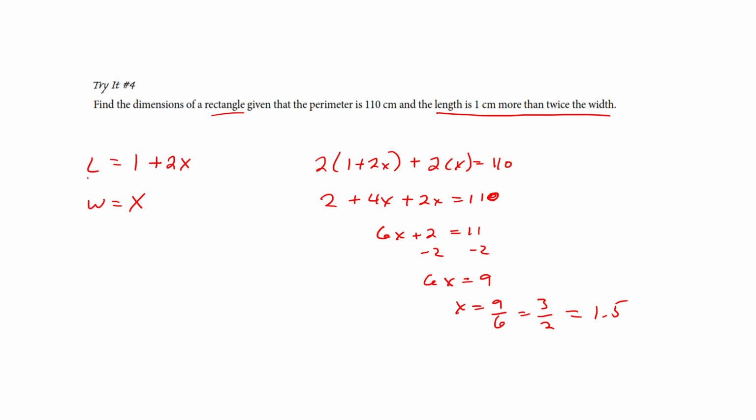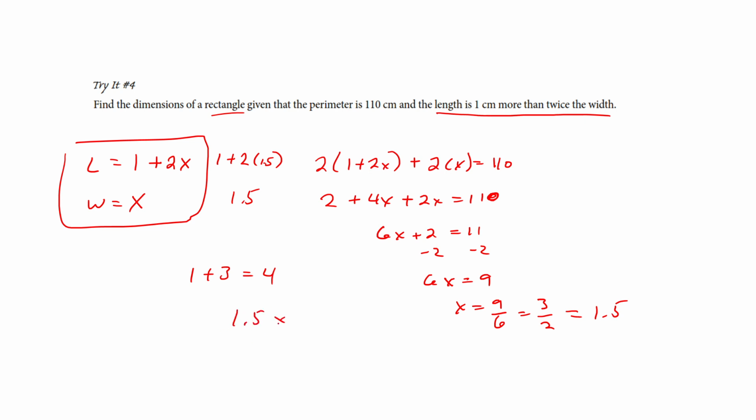Okay, so let's go back to our dictionary. I know my width is 1.5, so my length is 1 more than twice that 1.5. Well, that's going to be 1 plus 3. It's going to be 4. So my dimensions are 1.5 and 4, and I should be putting units on there. These are both centimeters.